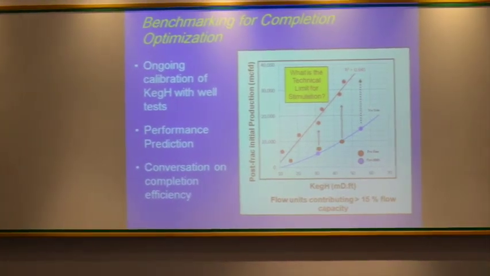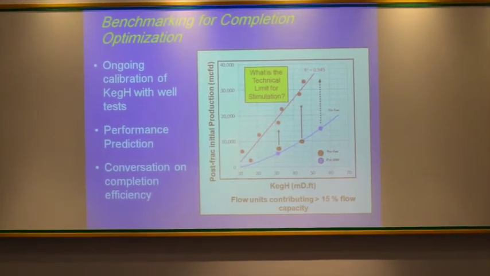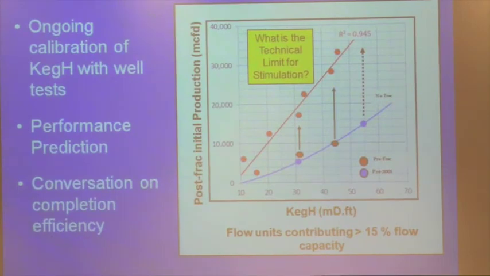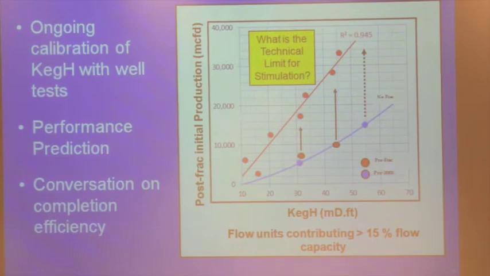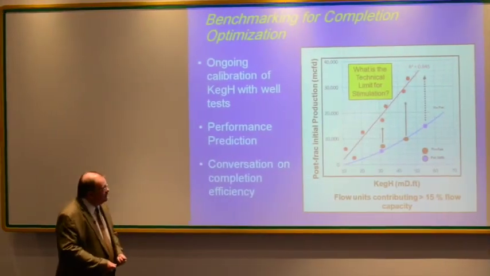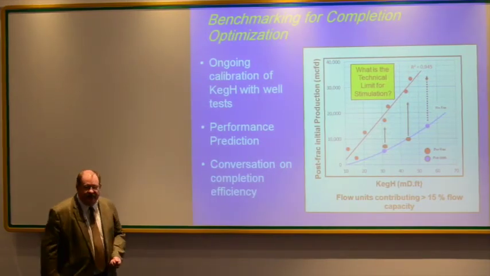Interestingly enough, we're keeping track of this data, and what we're able to see now is that if we track the KGH from logs, because we can calculate that once we've got the rock types, and we actually calculate the post-frac initial production, IP30 is the metric we use, we've got some interesting things. We've got some wells that were not fracked and some early wells, and we began to see, wait, our new wells are all on an amazing correlation line.